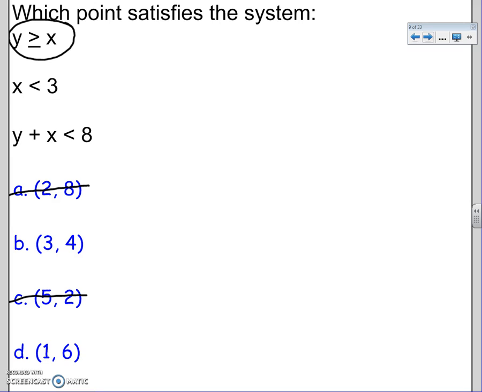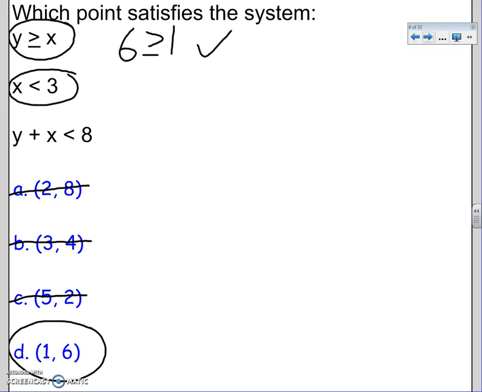All right, this next one, X is smaller than 3, that's also easy to check. 3 is not smaller than 3, so B is out. 1 is smaller than 3, that's good. That's the last answer left, that's the answer, but we can check it. So 6 is bigger than or equal to 1, true. 1 is smaller than 3, true. 6 plus 1 is 7, smaller than 8, true. All 3 are true. So we're just plugging in a test point to see if it's in the feasible region or not.